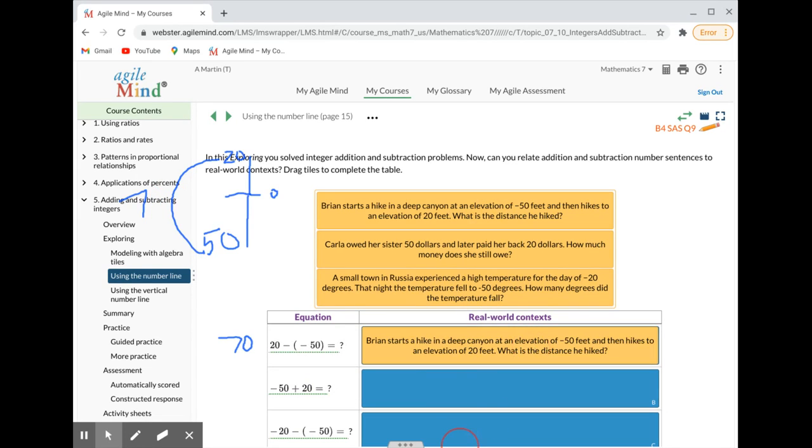All right. Now the next one says Carla owed her sister $50. If you owe somebody $50, how would you write that? -50. Okay. Now it says she paid her $20 back. So if you paid somebody, would that be a plus or minus? A plus. And it says, how much does she owe? Well, if you owed 50, then you paid 20, how much do you owe now? $30. That's right.